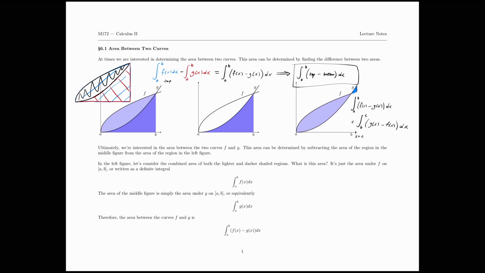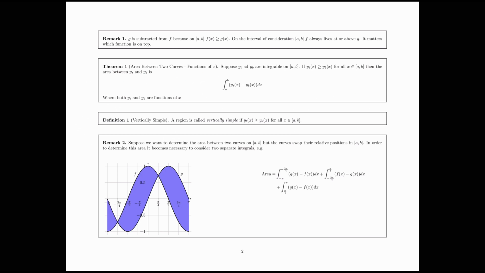So essentially what this theorem, or what this idea is talking about, is if your region's not vertically simple, then that means you're going to have more than one integral to get the area.